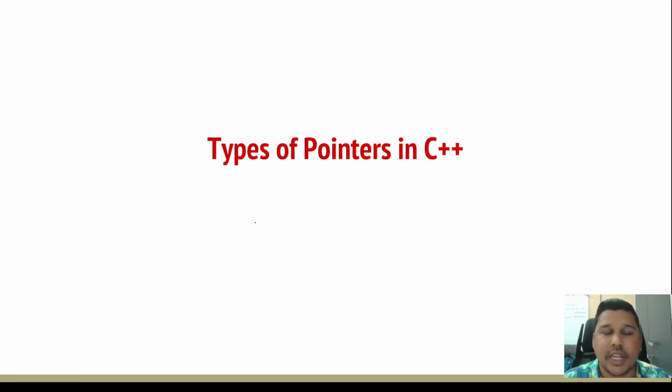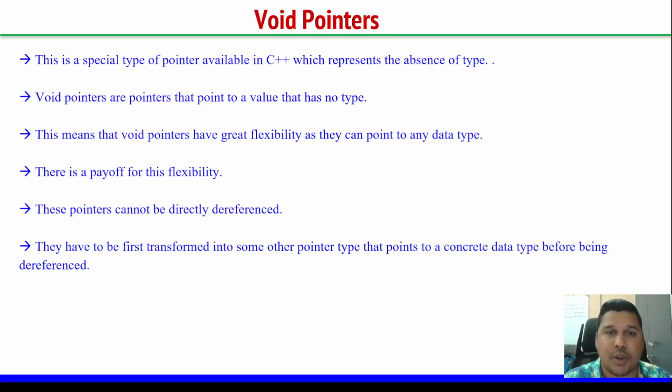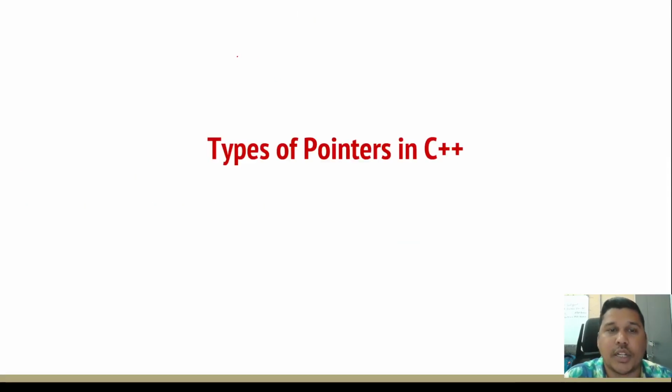Types of pointers in C++. What are the different types of pointers we have? Let us see one by one. First one is void pointers. Void pointer, I will again talk about the pointers concept here.